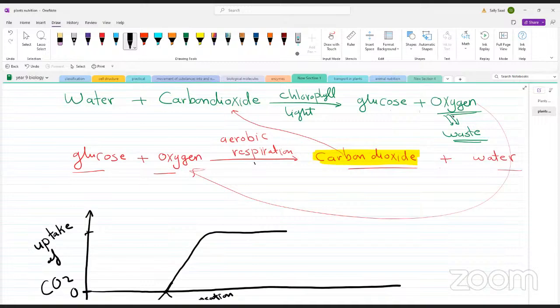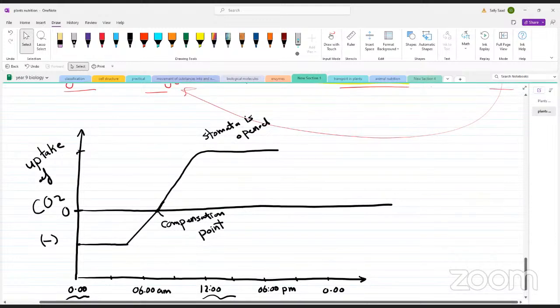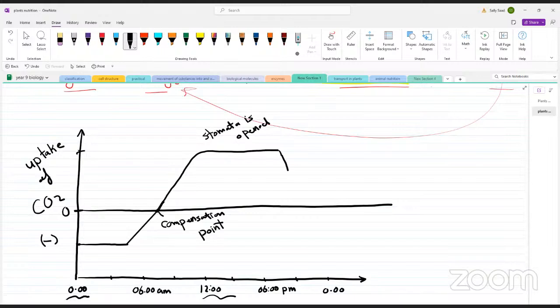So at that time, stomata is opened to allow carbon dioxide to diffuse into the leaf, and oxygen will diffuse outside of the leaf. You got it? After 6 or near to the time of sunset, again the uptake of glucose will decrease, and again one more compensation point, then we will go to the dark one more time.